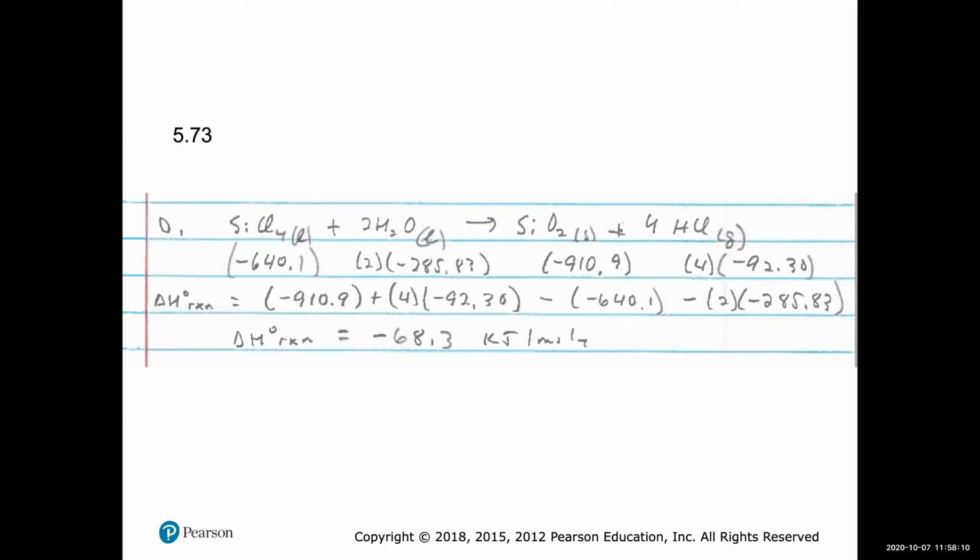So there are our products. Then we subtract the reactants from it. We look at SiCl4, that's the minus 640 value. We have 2 waters, so it's 2 times minus 285.83. We subtract those numbers from the products, and we get our reaction value of minus 68.3.